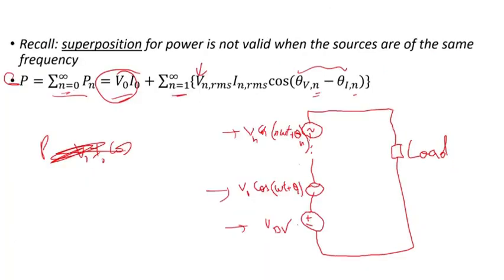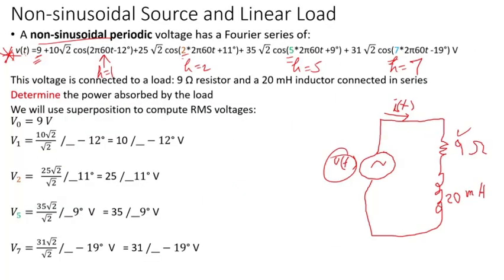Again, this is an application of what I showed here. We want to determine the power absorbed by the load. We know the only thing that's going to absorb power is the resistance, the 9 ohm resistor. We'll use superposition because the terms have different frequencies: this one is 60, this one is 120, this one is 5 times 60, 300, and this one is 7 times 60, 420. So with different frequencies, we can use this equation.